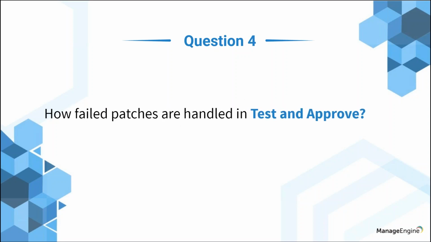How are failed patches handled in test and approve? Let's go with an example. Imagine I'm trying to deploy 30 patches to my test environment, and around 3 machines required those patches. I've chosen 3 machines in a group, and I'm trying to deploy 30 patches to that group. Out of these 30 patches, 25 patches have been successfully deployed on all 3 machines, whereas on one single machine, 5 patches have failed. It doesn't mean the patch is actually a problem; that specific machine has some issues where it's not allowing that patch to get deployed.